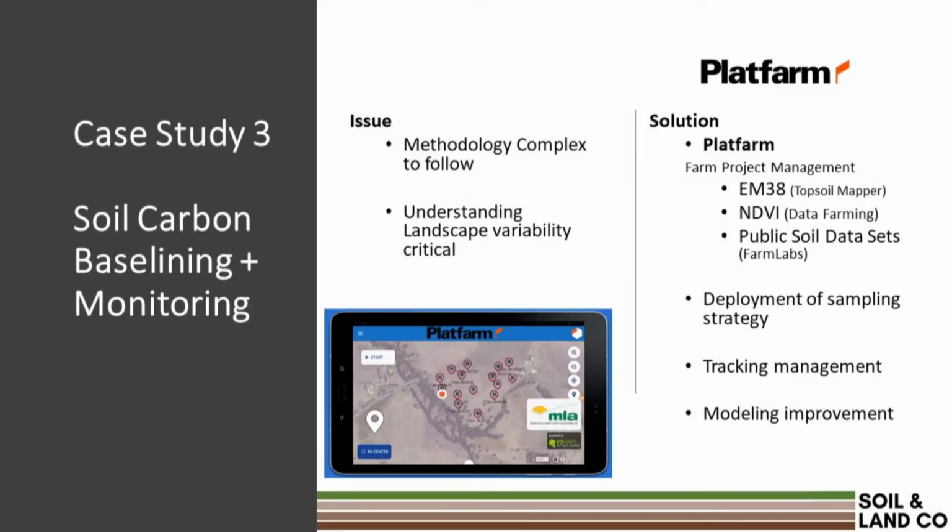Critically, when you're measuring soil carbon, you want to know the variation across the landscape, essentially more than you want to know the actual number of what your percentage of soil carbon is. Because once you know the variation, you can then start managing for that and then implement the management changes to start evening that up. So deployment of that sampling strategy, tracking the management and modelling the improvement is where we've been able to link in with Platt Farm to deliver those solutions.